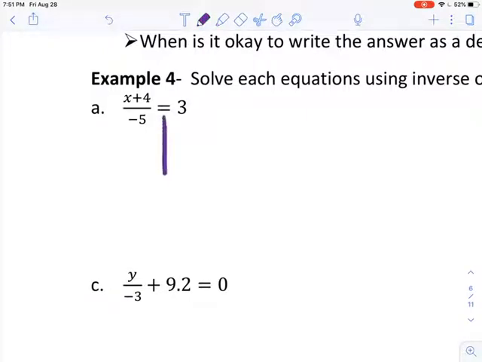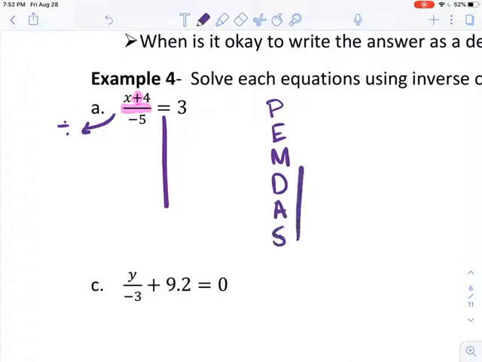I'm going to go ahead and draw a line by my equal sign to keep track of where it is. This one looks tricky because it's a fraction, but let's check out our operations here. We have addition, and then we have this fraction bar. That fraction bar actually means division. So normally when we do our PEMDAS, when we're solving an equation, we do it backwards. So we do SADMAP.